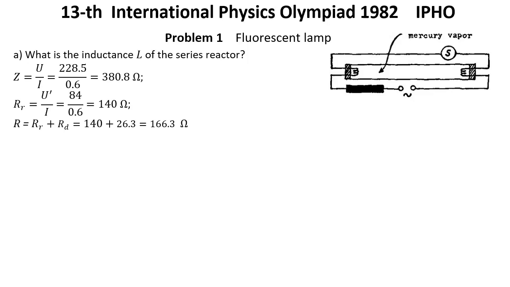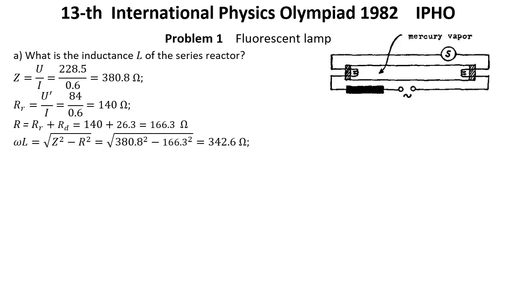166.3 ohm. Therefore, the inductive reactance of the series reactor is omega L equals square root of Z squared minus R squared, which is 342.6 ohm. This yields that inductance L equal omega L over 2 pi f, which is 1.09 Henry. That was solution for question A.